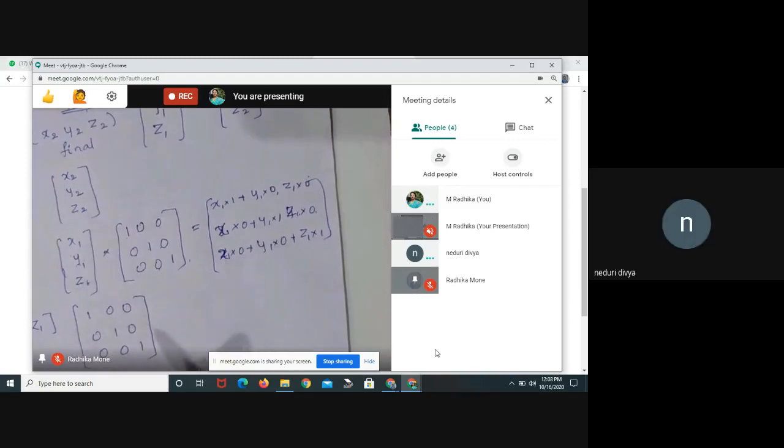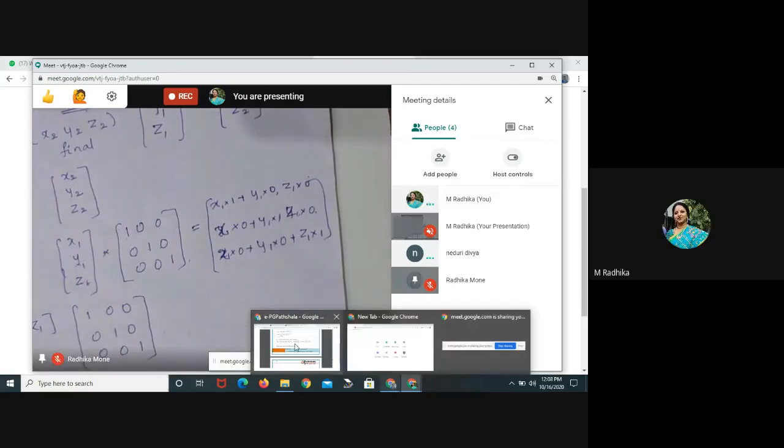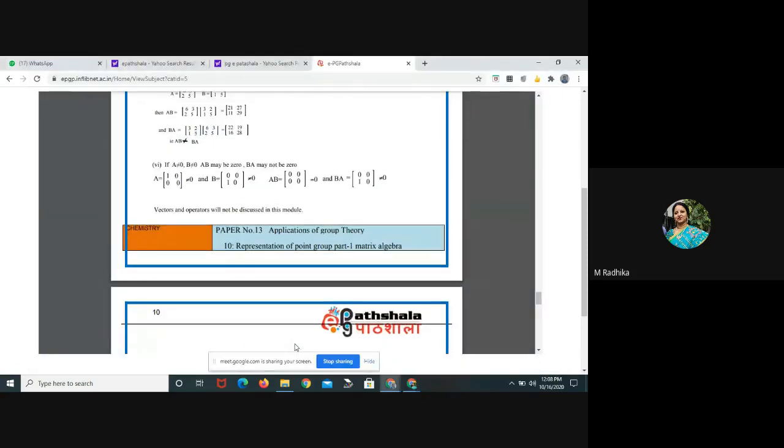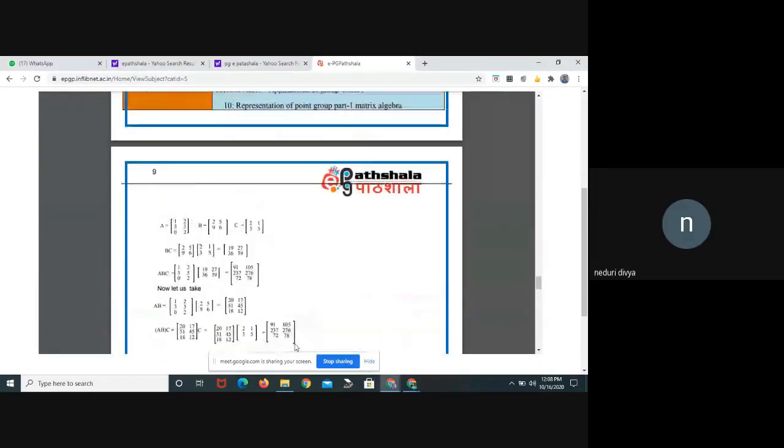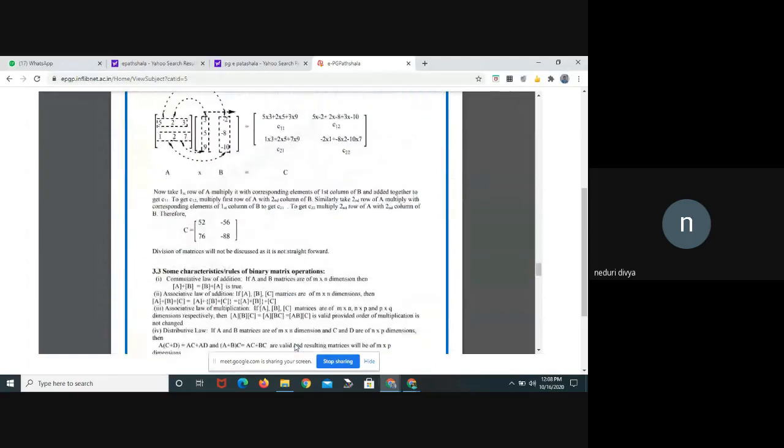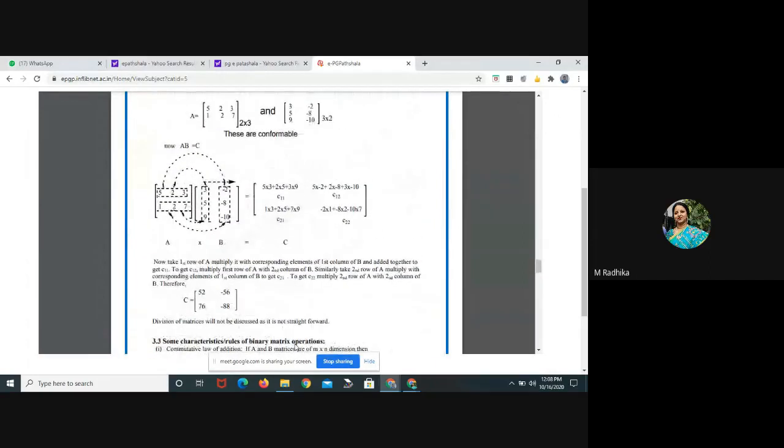Are you following? Just see here what we did. How did we do the multiplication? x1 into 1. So this whole row we have multiplied with the columns. We have only one, and we have multiplied it with this. So what is it that you get?